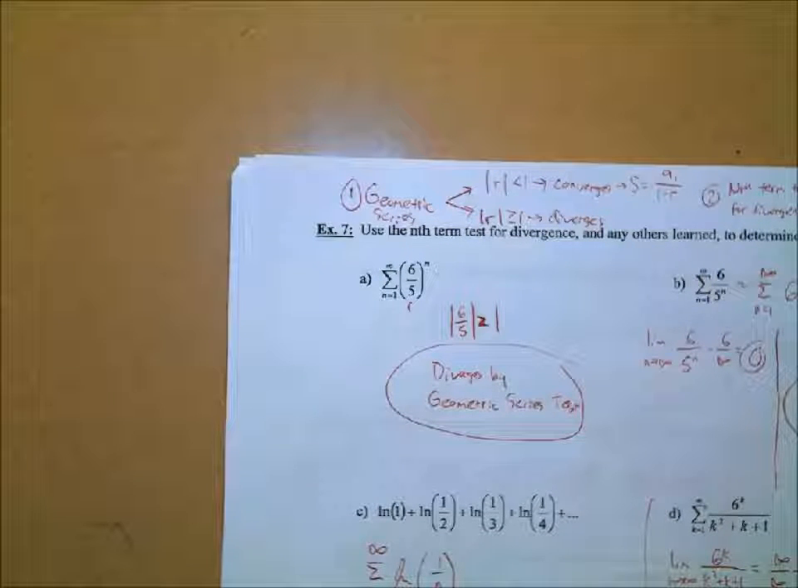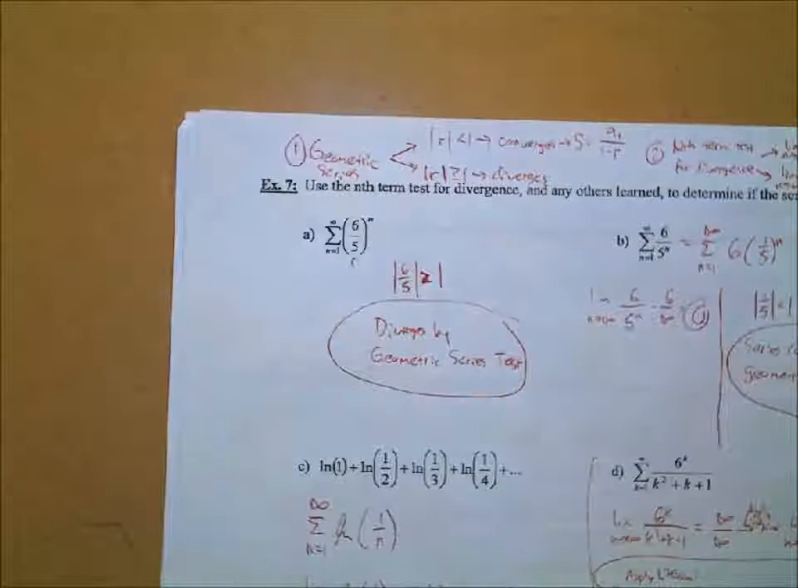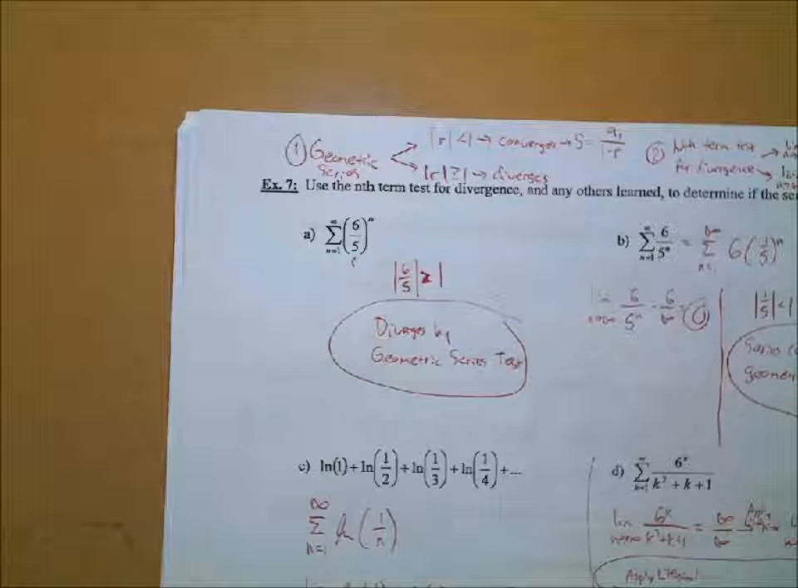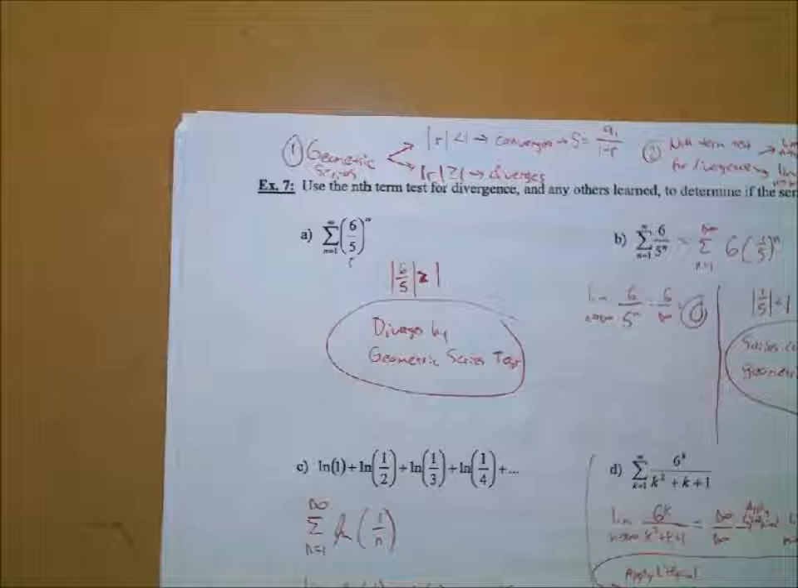Letter A. Diverges or converges? Diverges by the geometric series test. Okay, common ratio is 6/5, greater than or equal to 1, diverges. Okay, letter A, diverges by geometric series test.